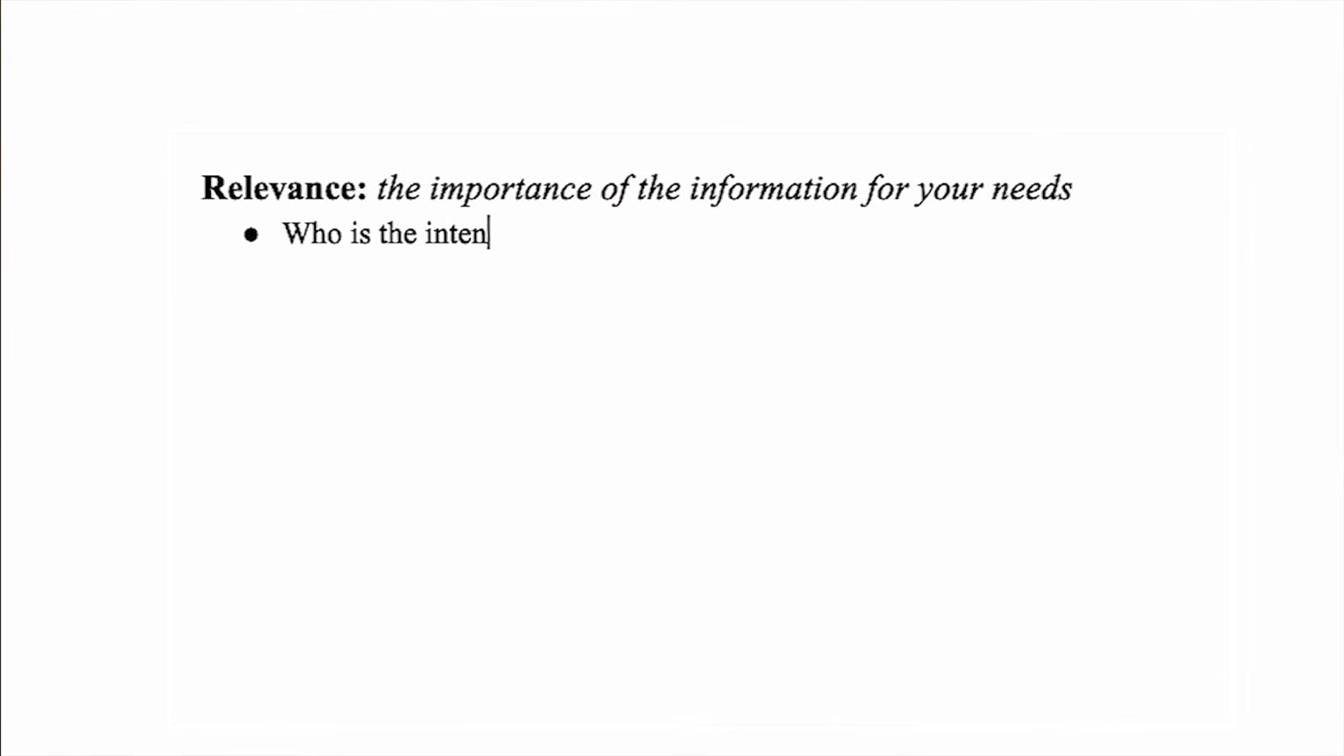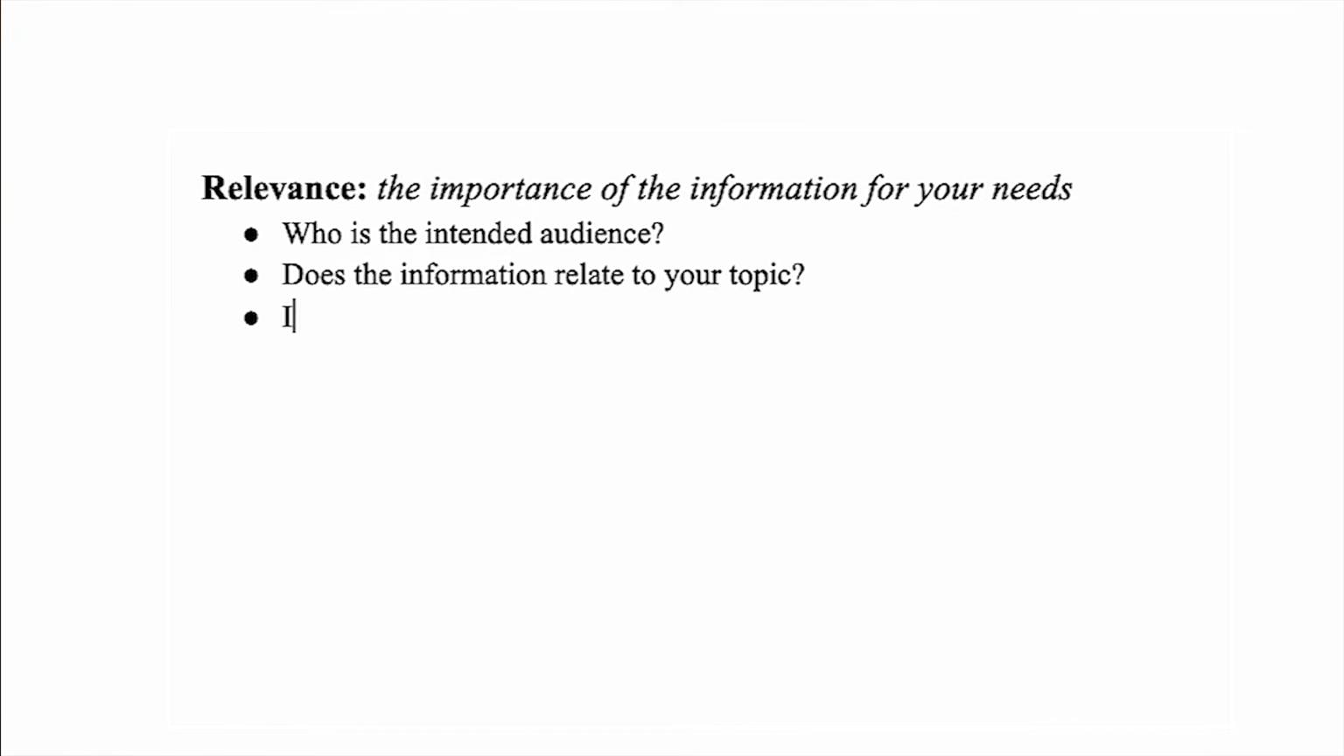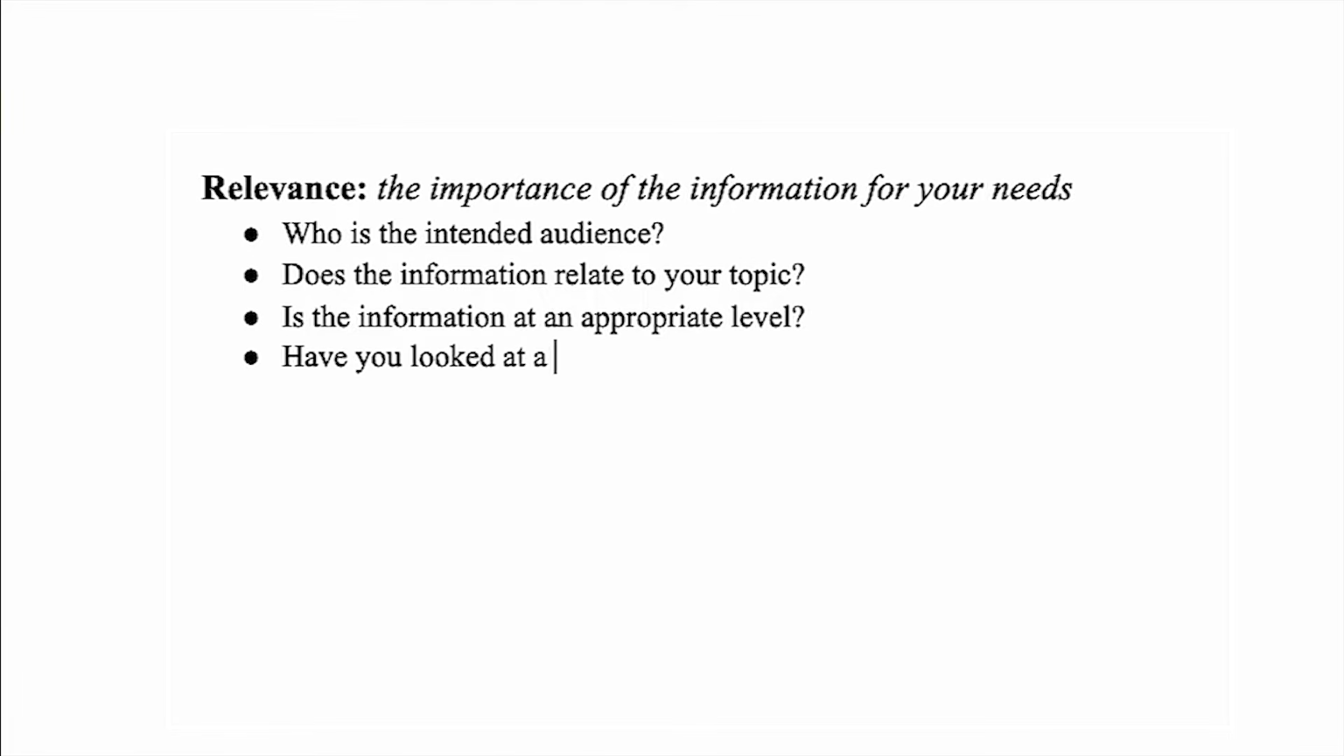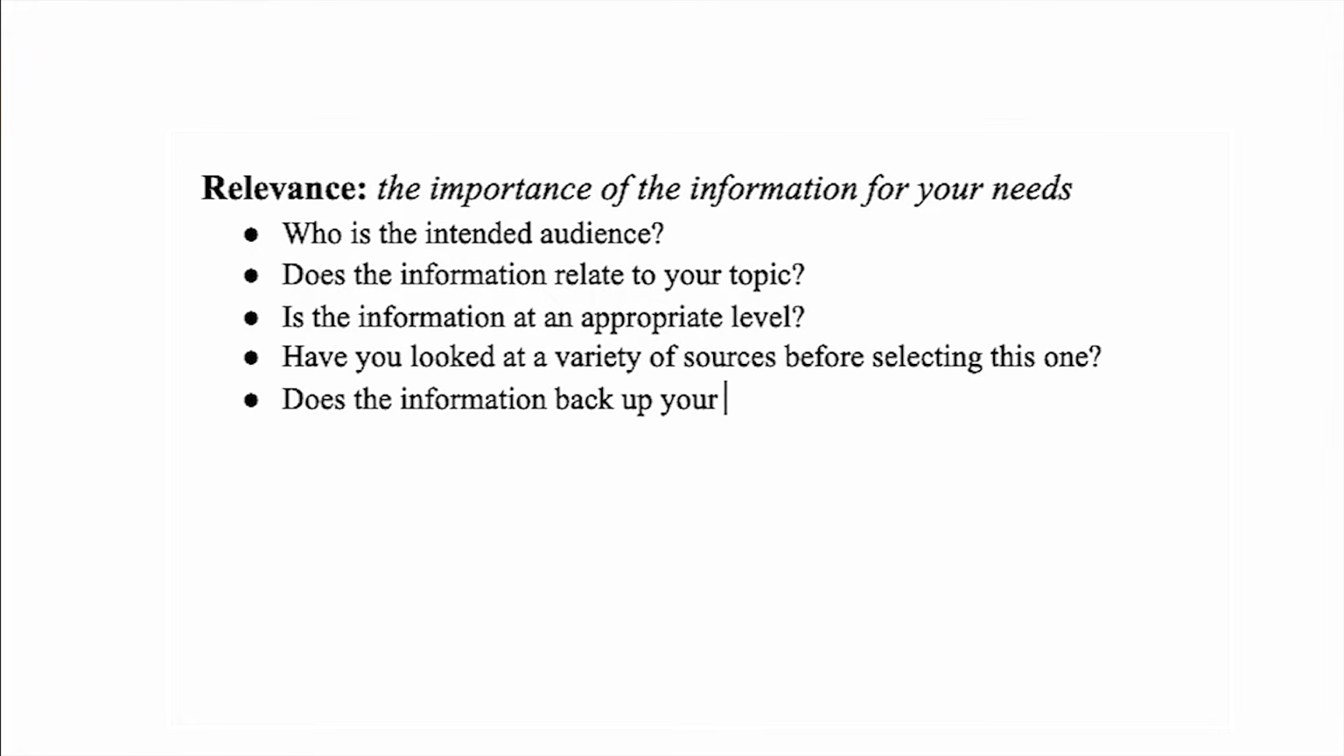So when you're checking to make sure that an article is relevant, here are a few qualifying questions you can ask yourself. Who is the intended audience? Does the information that's being presented relate to your topic? Is the information at an appropriate level for your topic, meaning it's not too elementary nor too advanced for your needs? Have you looked at a variety of other sources before selecting this one? And does the information back up your intended research? All of those questions combined will give you a good feel for how applicable the information in that source will be for you and your needs.